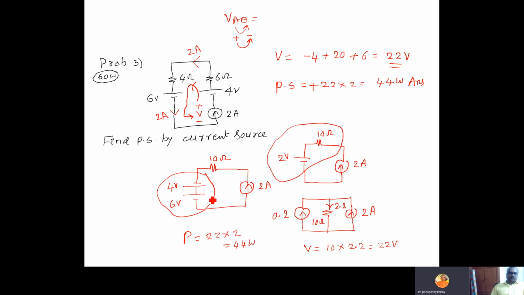Just see the difference. Here, step by step, I have done 4, 6 parallel series added. Then these two combined, then change into current source. Then don't add these two current sources, 0.2 and 2, don't combine. I told earlier, two current sources in parallel we can add. Here also you can add, but in this particular question you can't add.